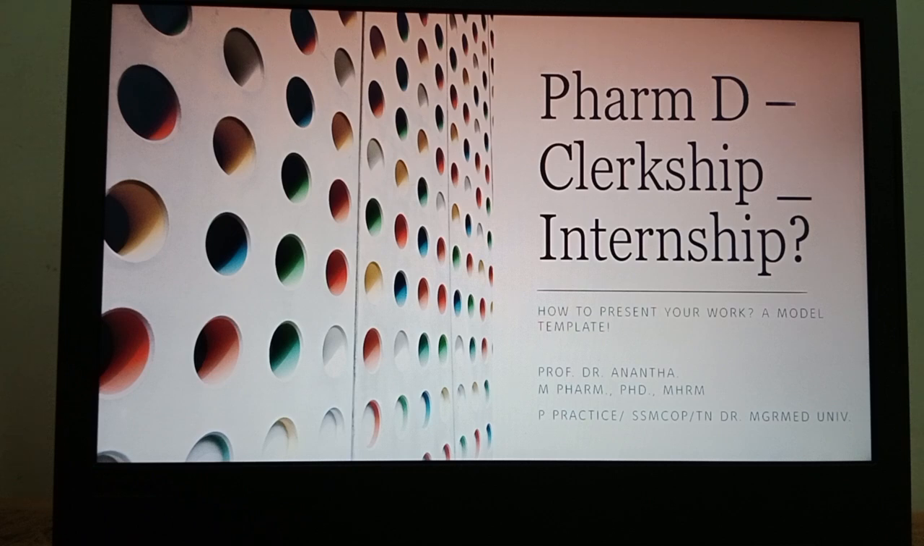This is a model template for the Pharm D students from the second year, especially for people who are presenting their clerkship and internship.